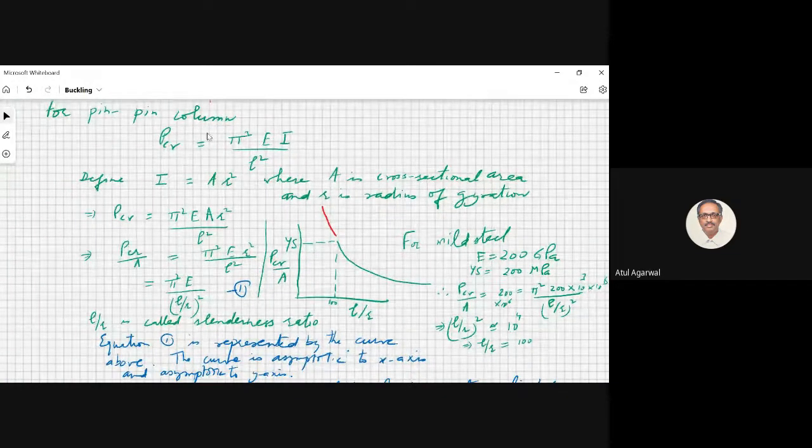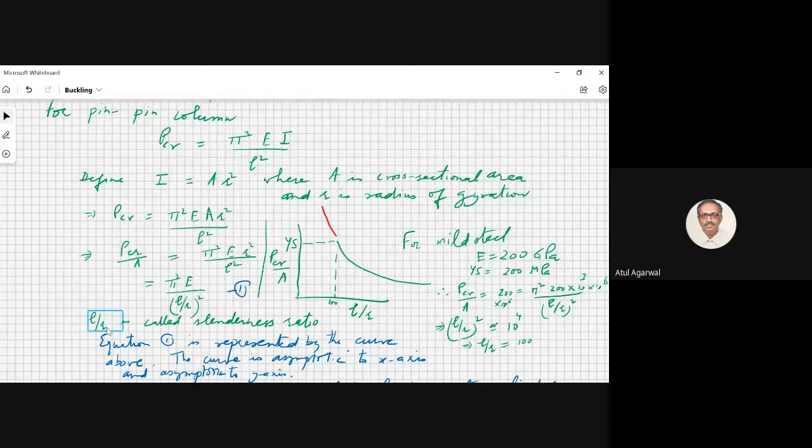Now for a pin column, you had seen this equation. Now this I you can define as A r square, where A is the cross-sectional area and r is the radius of gyration. So you just write P critical is equal to pi square E A r square by L square. Now you take this A to the left hand side. You get this equation: P critical by A is pi square E, and this you write as L by r square. L by r is the slenderness ratio. r is the radius of gyration of the cross section.